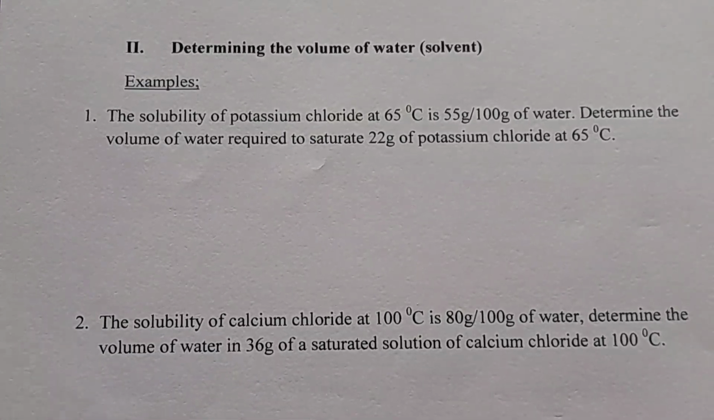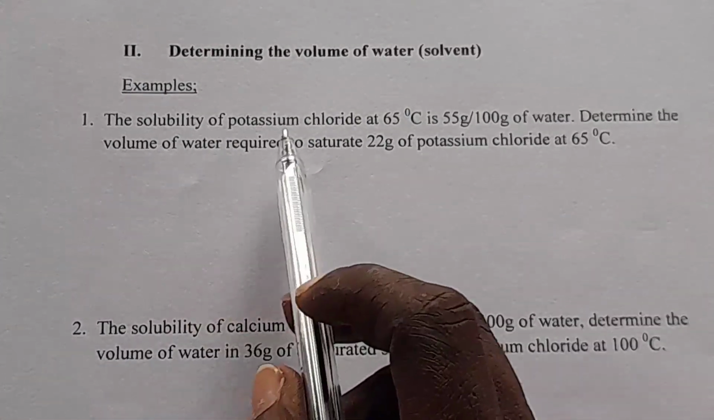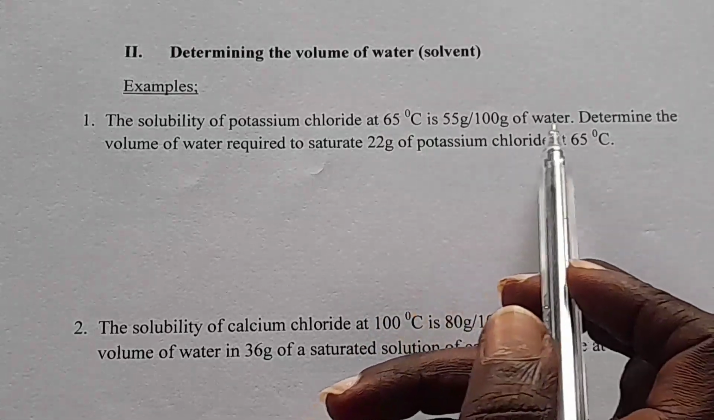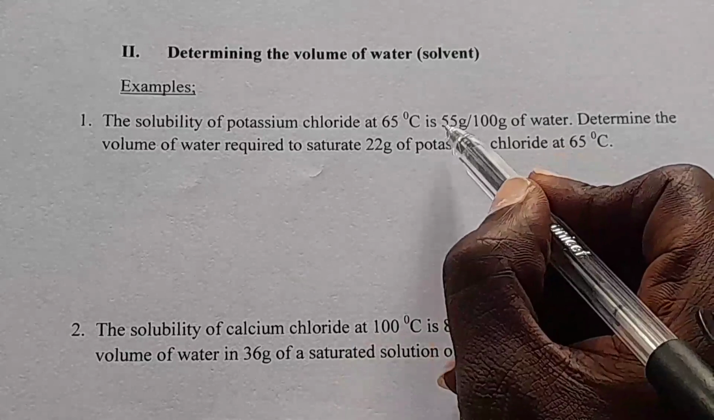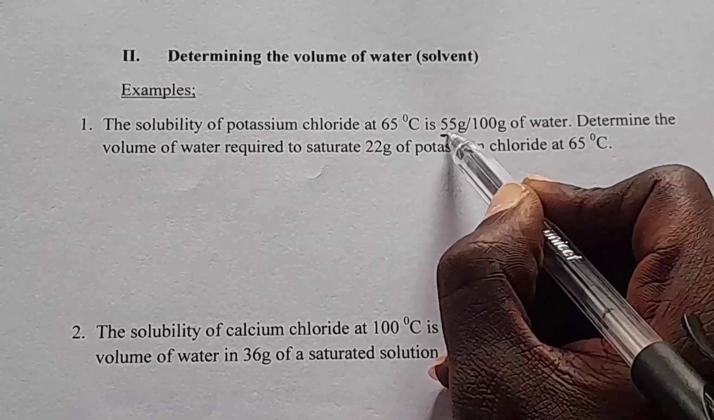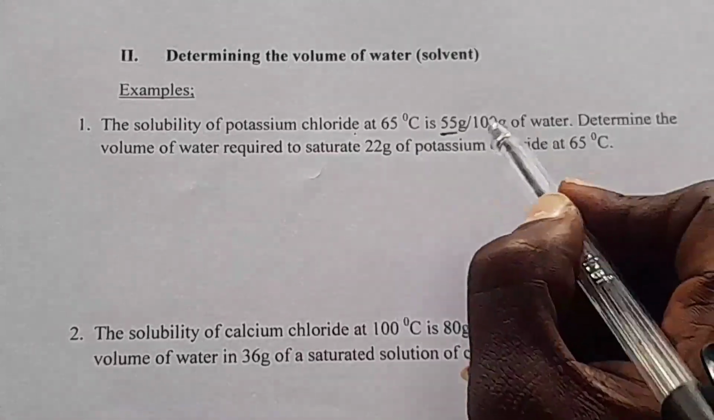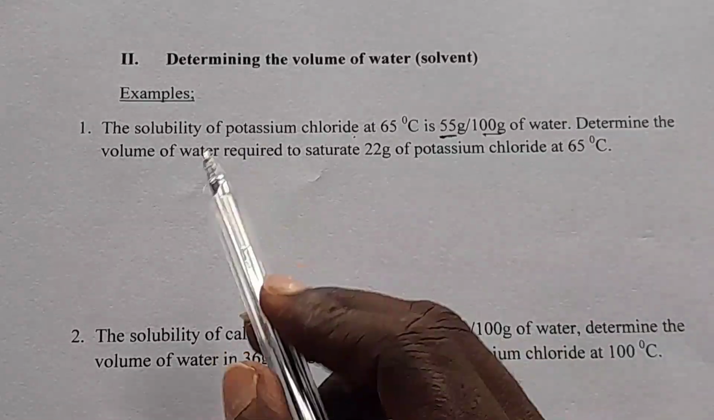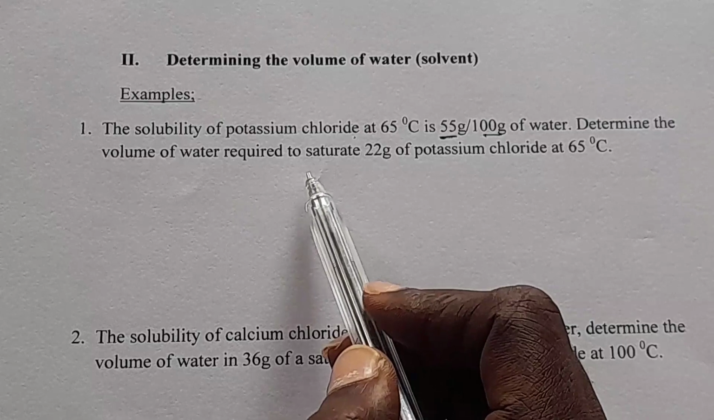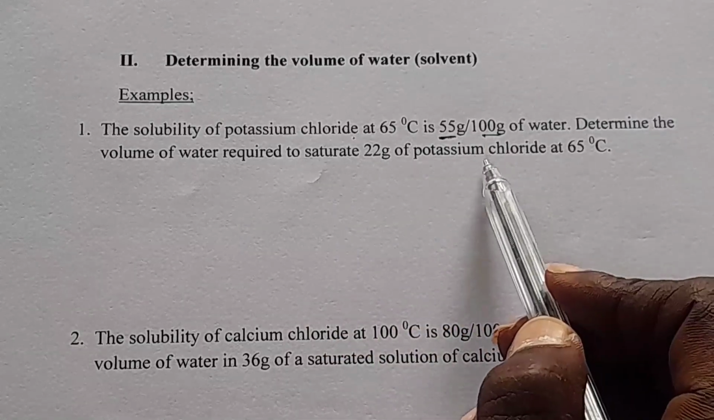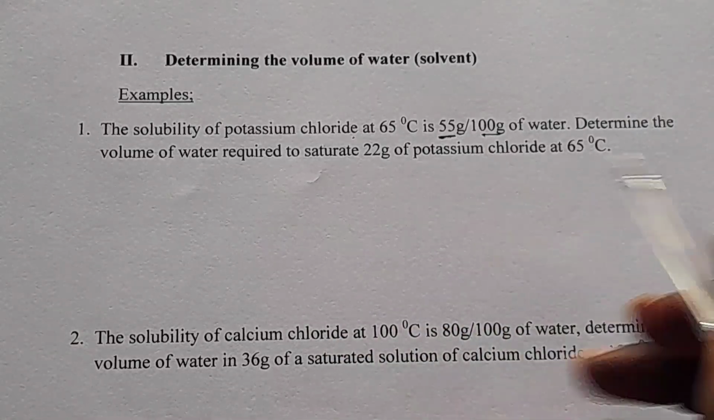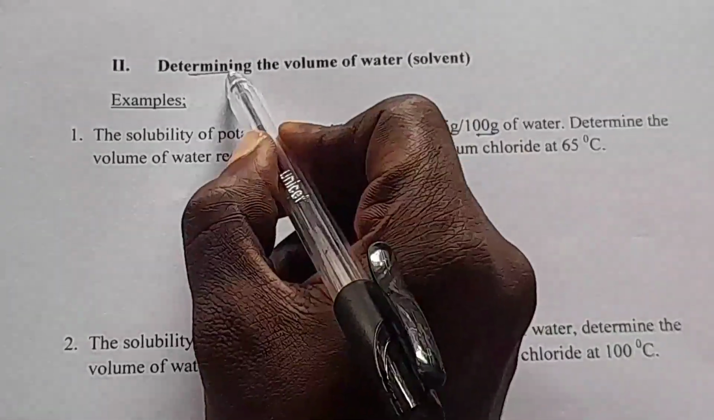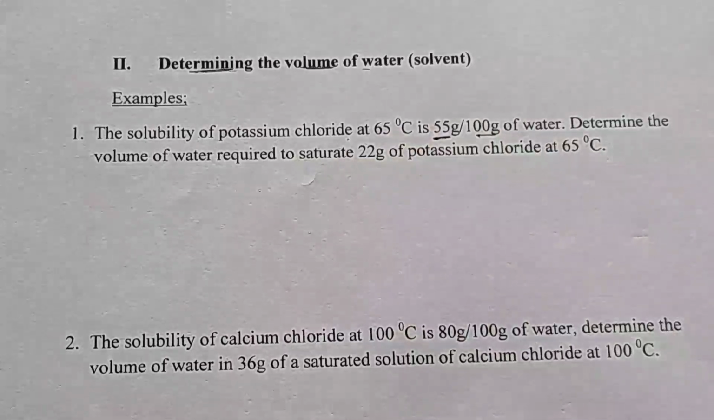So let's go to example 1. We are told the solubility of potassium chloride at 65 degrees Celsius is 55 gram per 100 gram of water. What does this mean? That means 55 gram of the solute, that's the potassium chloride, is dissolved in 100 gram of water. So we are told to determine the volume of water required to saturate 22 gram of potassium chloride at 65 degrees Celsius. So here they want the volume of the water, the solvent.